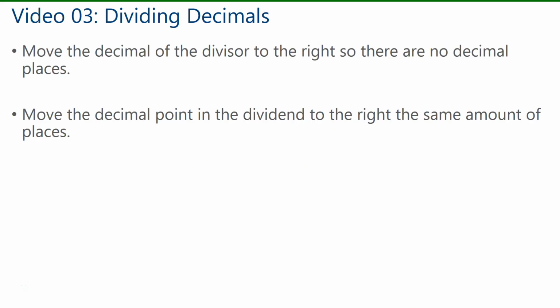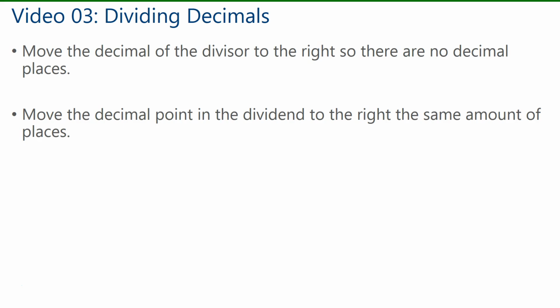In this video, we're going to look at dividing decimals. Now to do this, we're going to move the decimal point of the divisor to the right so that there are no more decimal places. So we're essentially going to end up with a whole number. And we also need to move the decimal point in the dividend to the right the same amount of places.